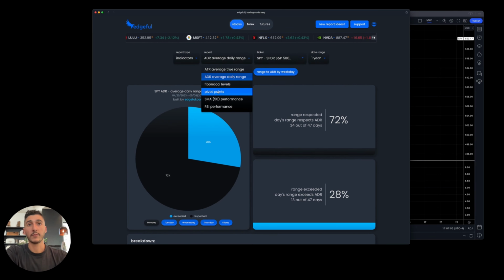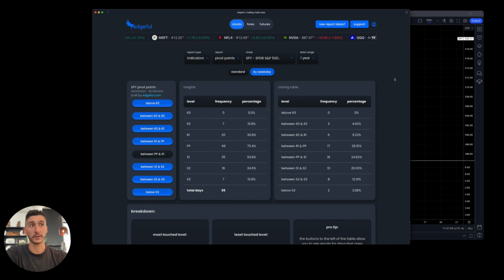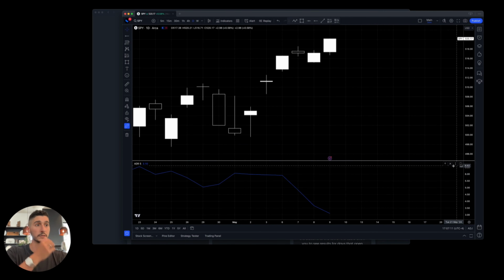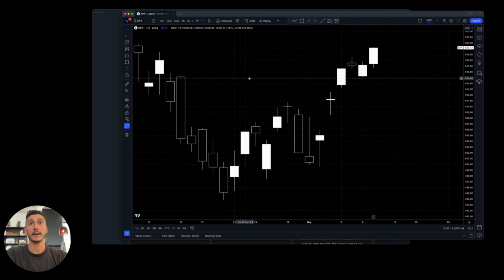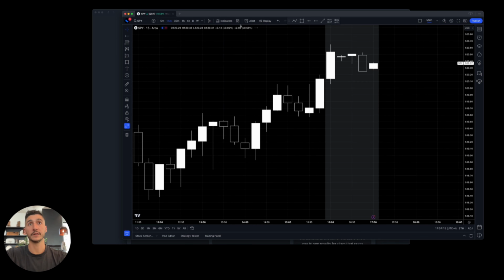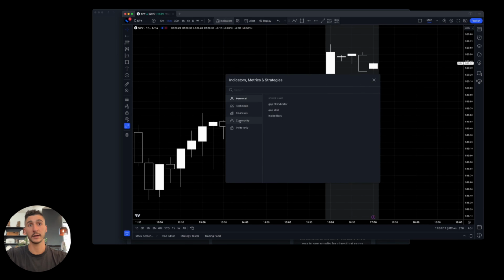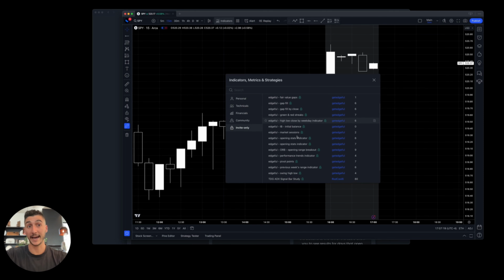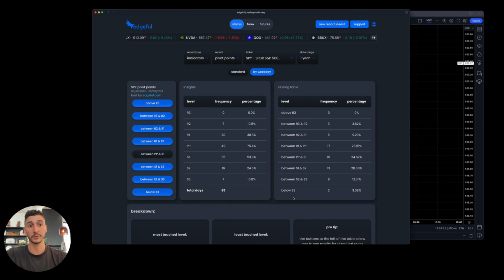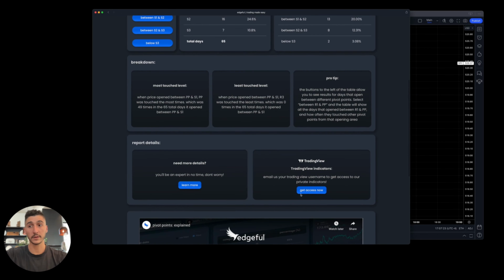The other one that I want to point out here is the pivot point report. So here, I'm going to remove this indicator, and I'm going to go into a 15-minute chart. I'm going to go to the indicators. I'm going to go to invite only, because we have these custom indicators which you can request right here.